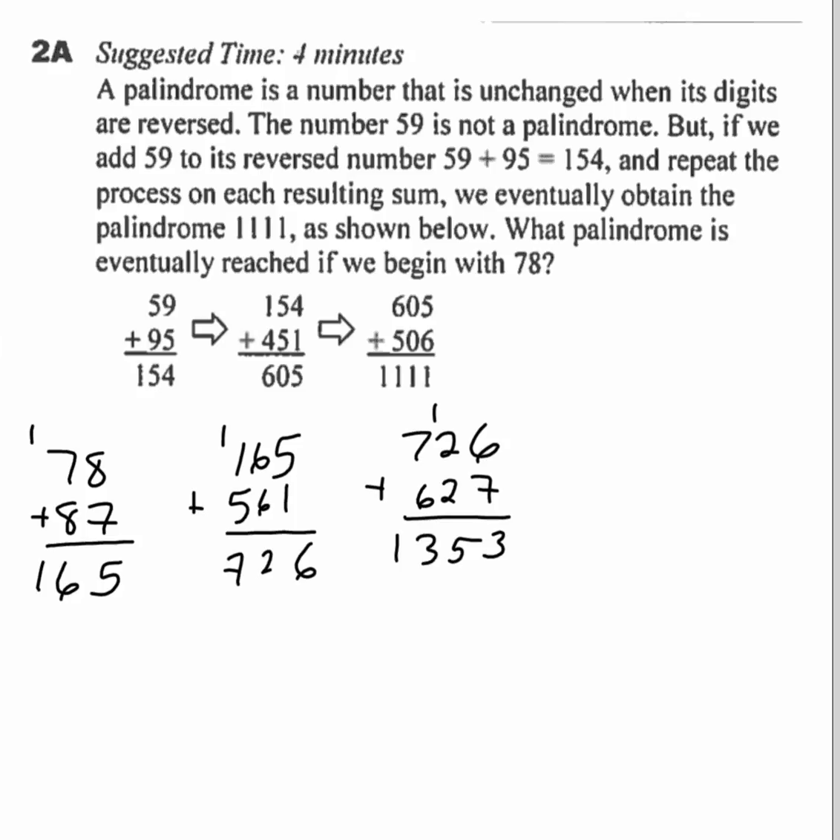And you get 1353. None of these numbers are palindromes, so we're going to keep going. So we take 1353. When I reverse that, I get 3531. And I add that. This number is a palindrome. And so that is the palindrome we eventually get if we start with a 78.